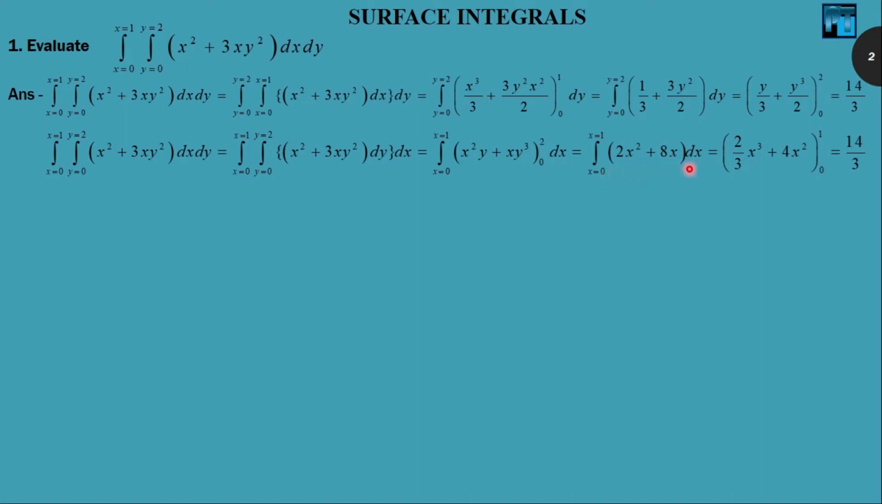See, there is no y part here. If there were any y part, then I would have made a mistake in some step. Since there is no y part, I have done the right thing. This becomes 2 by 3 x cube and this becomes 8 by 2 x square. That means 8 by 2 means 4 x square. After putting the limits, this is 14 by 3.